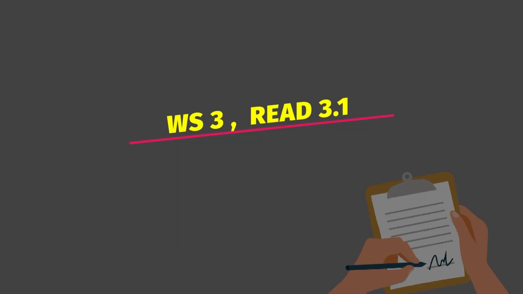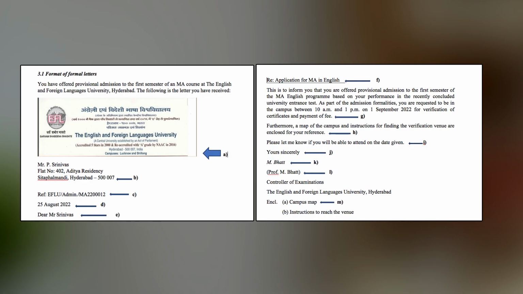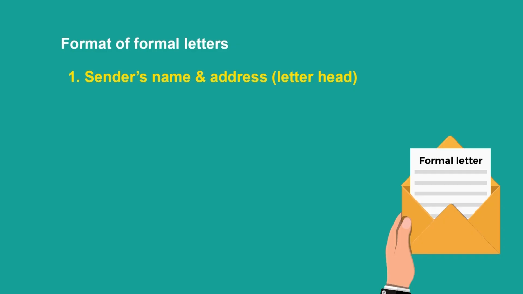Let me now examine the typical format of a formal letter. This will help you understand the different parts of the letter and their arrangement on a page. Please read 3.1 in worksheet 3 and complete the task as instructed. Here, you are supposed to find the different components of the sample formal letter. The first component is called sender's name and address. It is also known as letterhead.